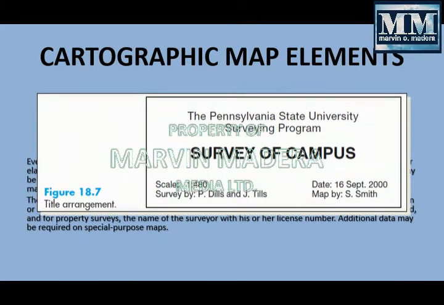So we have here a sample of the arrangement in the title block. We have here the name of the location and also the surveyor, and it should have the data for how and when it was done, and it also bears the signature of the one who performed the survey.